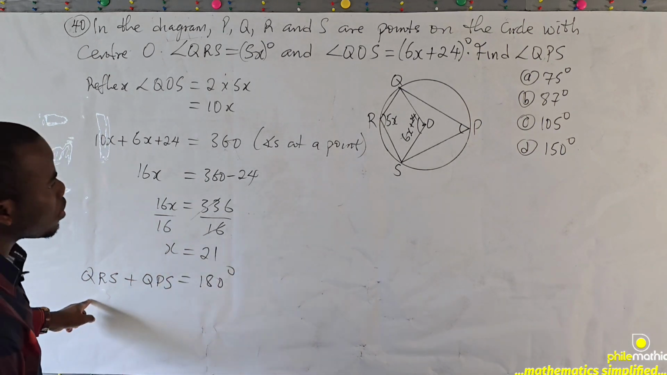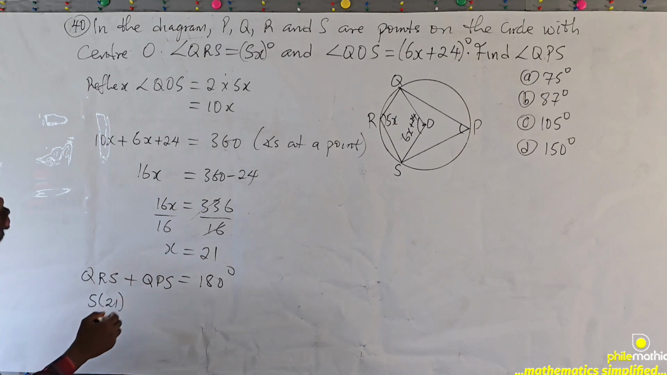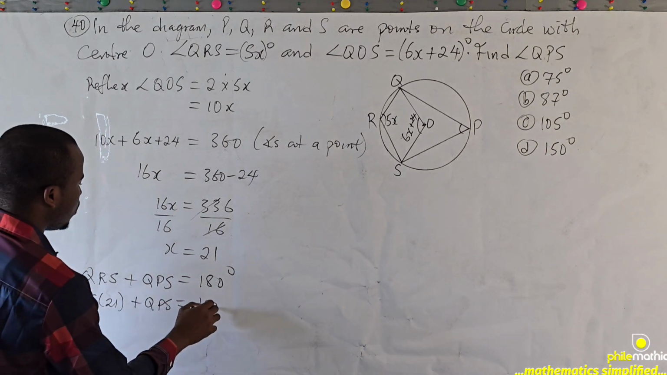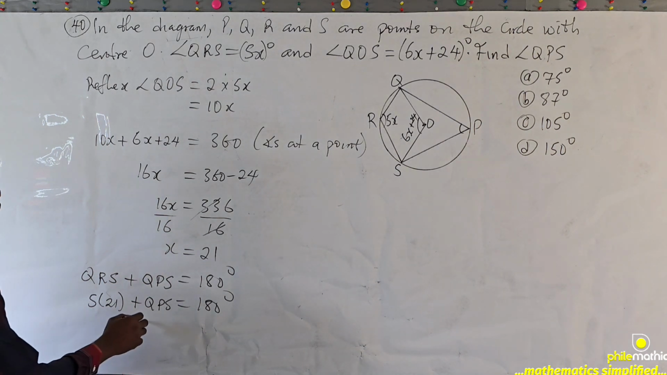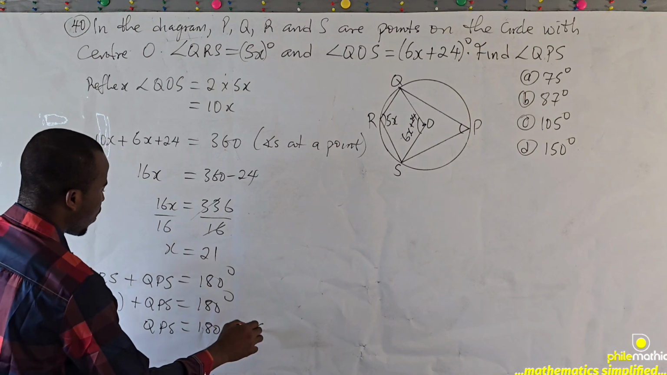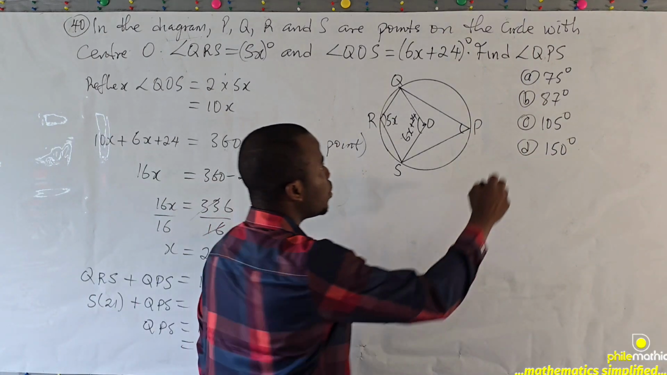And QRS we have gotten as 5x, which is 21. QPS is what we are looking for, 180 degrees. 5 times 21 is 105. So QPS is 180 minus 105. This will give you 75 degrees. And the correct option is A.